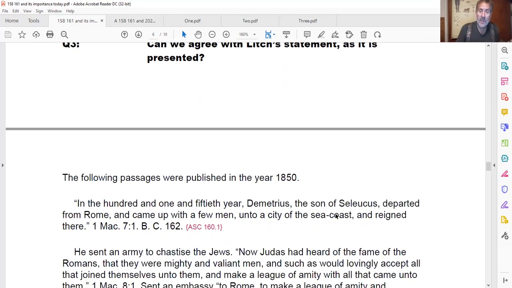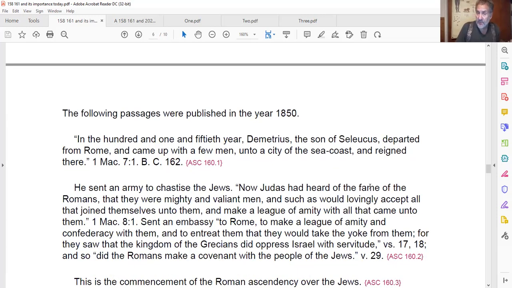Now, the following passage was published in the year 1850. In the 151st year, Demetrius, the son of Seleucus, departed from Rome and came up with a few men unto a city of the seacoast and reigned there. 1 Maccabees 7:1. He places this as BC 162. Yeah, and that's the 150th year of, from, what's the date it's from, 330 or something? I believe it's from the division of Alexander's kingdom.